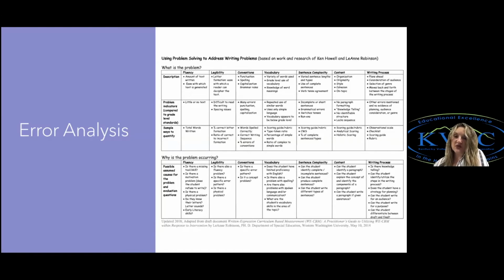The same thing for legibility. That means, can they form letters? Can they do upper and lowercase letters? Do they have correct letter formation?